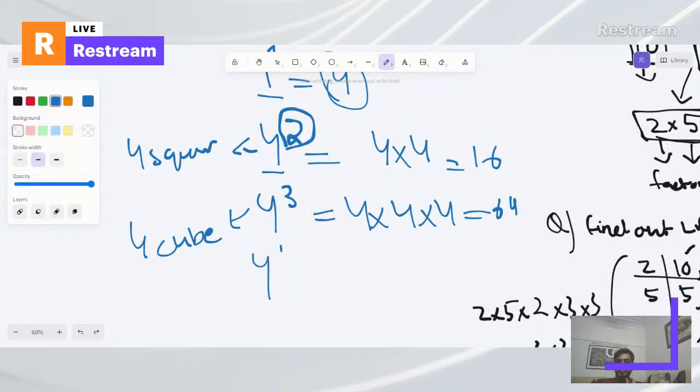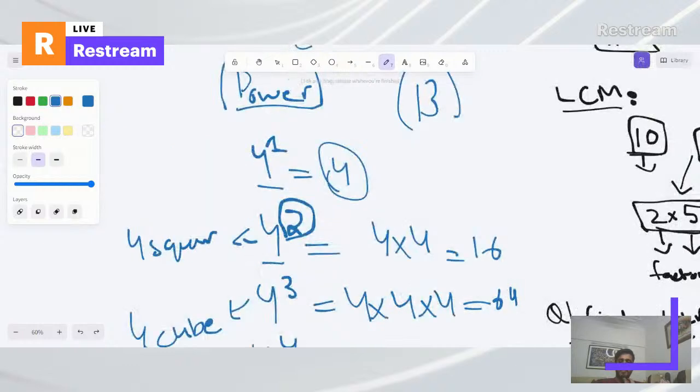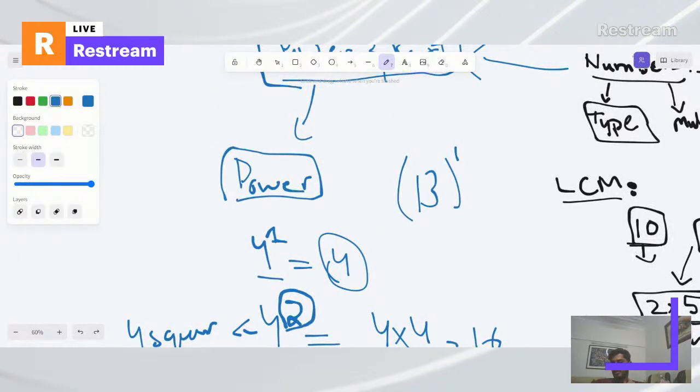right? And we can continue to go on with 4 to the power 4. That means we're going to multiply 4 with itself 4 times, right? So 4 times 4 times 4 times 4. So it's going to become what? It's going to become 256, right? Do you guys understand this?